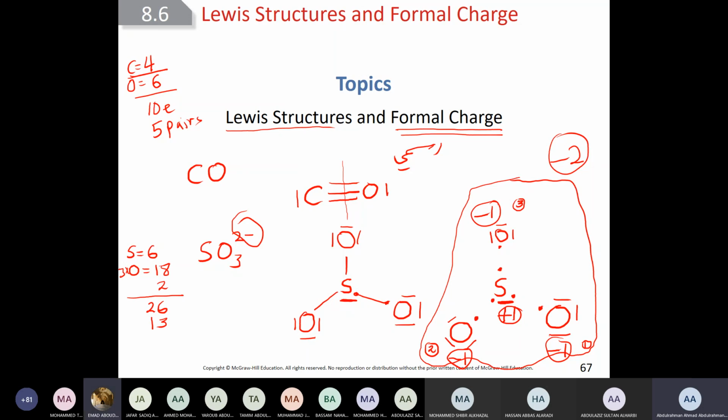Doctor, could you please explain why oxygen has minus 1 in formal charge? Because what was the number of electrons in oxygen to start with before it is bonded? How many? 6, right? Yes. Now, how many electrons are in it? 1, 2, 3, 4, 5, 6, and 7. This means what happened? It gained 1 extra electron. This means it's minus 1.